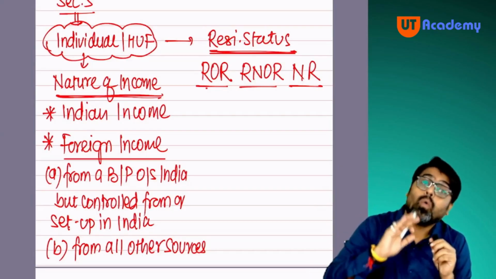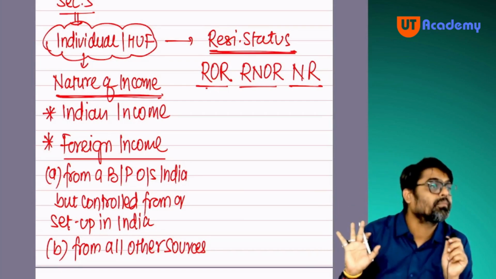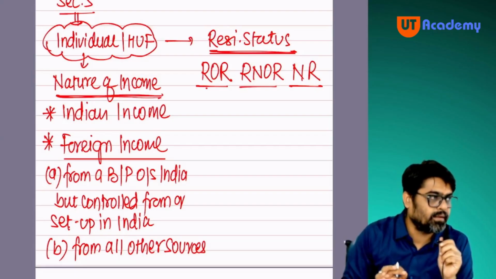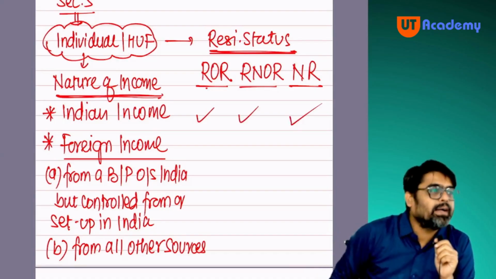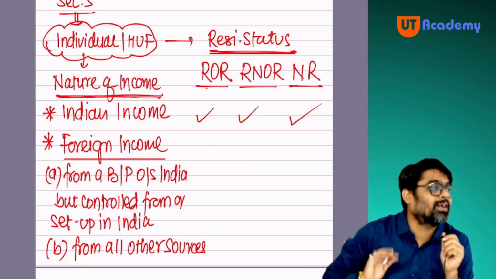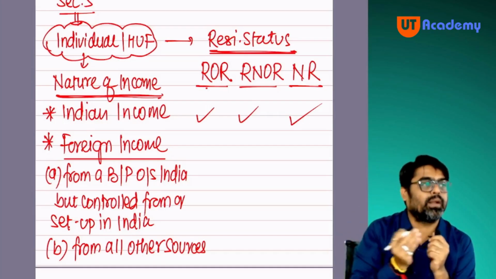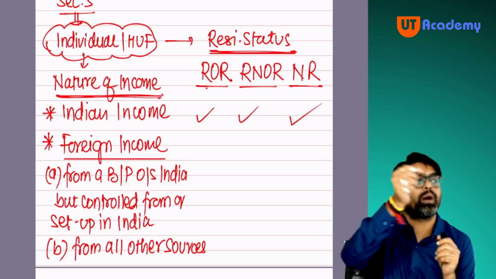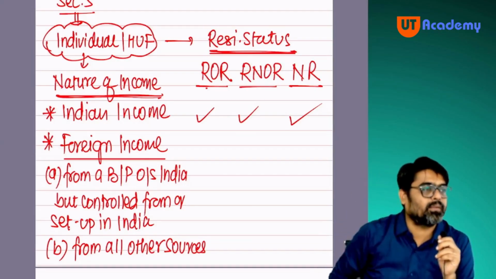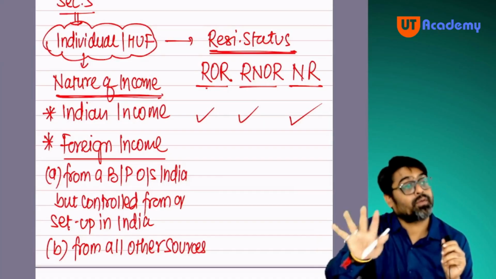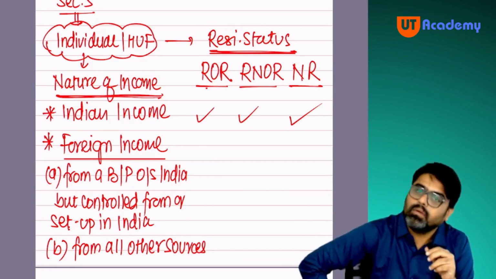What did I say? Whatever may be your residential status, your Indian incomes are always taxable in India, irrespective of your residential status. So Indian income, if you are ROR and earning Indian income, will it be taxable? If you are RNOR earning Indian income, will it be taxable? If you are NR earning Indian income, will it be taxable? So in the computation of your total income, you are always supposed to take Indian incomes. Will you remember?